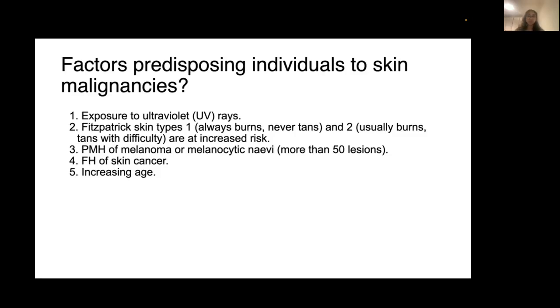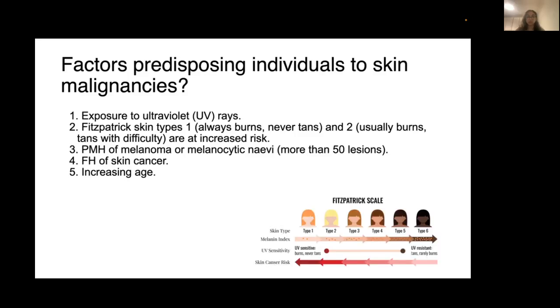Someone mentioned family history, really good. So particularly if they've got a family history of melanoma or other skin cancers. This is past medical history of melanoma or nevi. If someone has more than 50 nevi, 50 lesions, they're going to be at an increased risk. And then the family history, so any types of skin cancer, and increasing age as well is a risk factor. This picture just shows the Fitzpatrick scale going from type 1 to type 6. Type 1, the skin that always burns, is going to be at the highest risk.